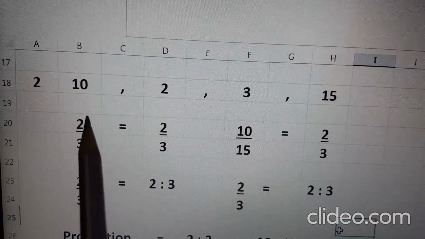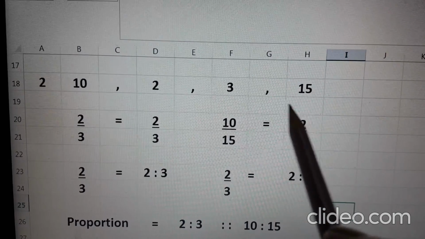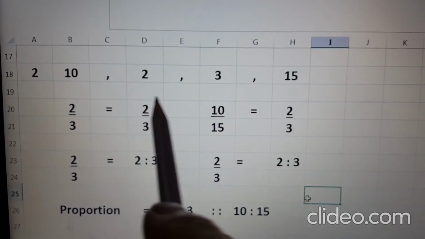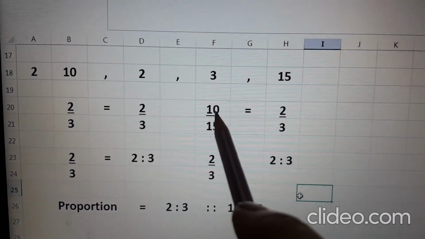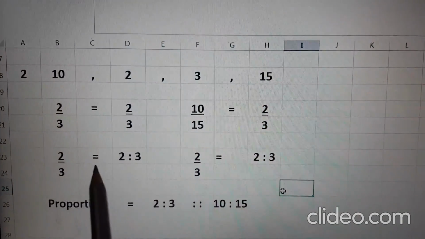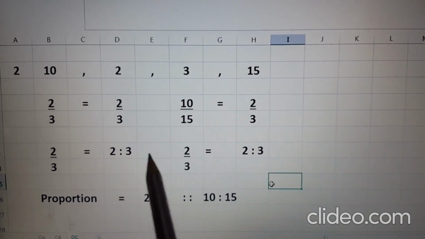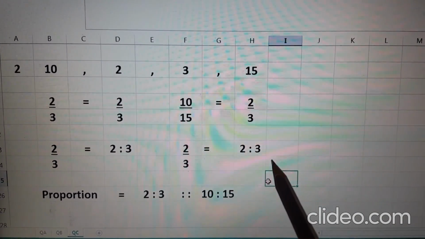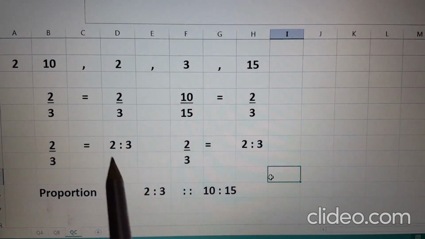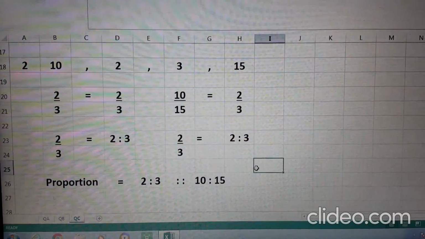Now second is the numbers given are 10, 2, 3 and 15. We have to arrange these numbers to form a proportion. Now 2 upon 3 we can write as it is, and 10 upon 15 when we reduce we get 2 upon 3. So we have got 2 upon 3 and 2 upon 3 and the ratio comes as 2 is to 3 and 2 is to 3. Now we can say when ratios are same, these are in proportion. Therefore 2 is to 3 and 10 is to 15 are in proportion.